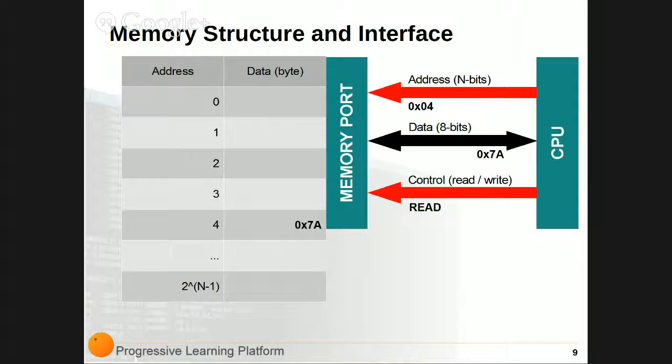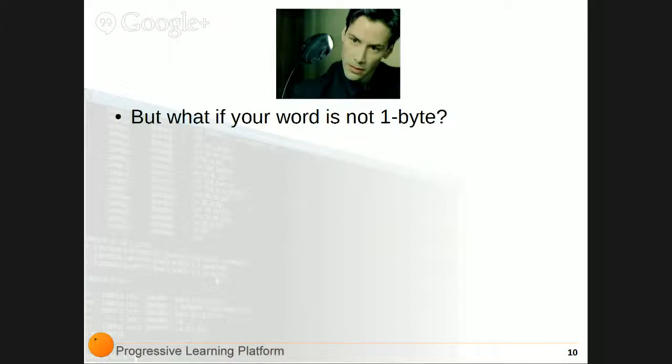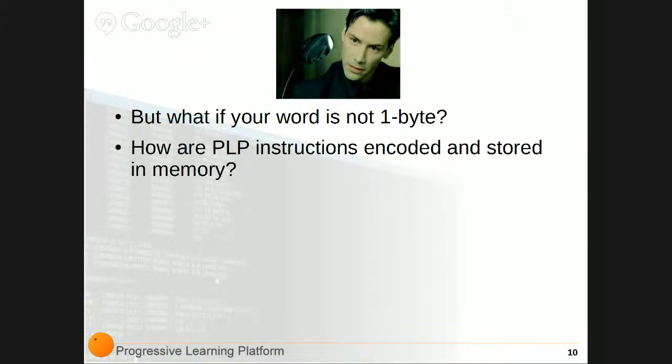All right, deeper questions. What if your word is not 1 byte? Keep in mind, the questions Neo is asking are what I might ask in tests. Fragmentation? No, that's the idea of having a multi-byte word. But what if your word is not 1 byte and you have byte-addressable memory? How about PLP? I've been saying that PLP is 32 bits. How do these 32 bits get encoded, and how are they stored?